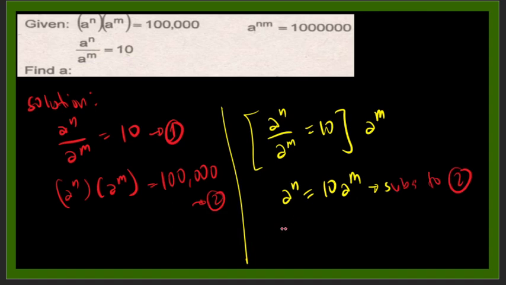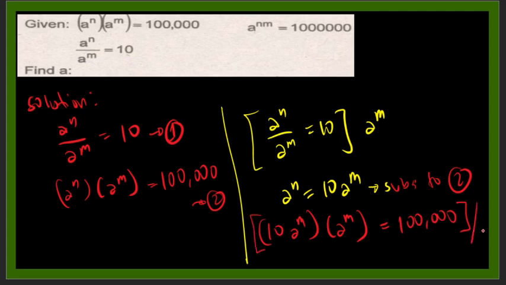So our equation 2 now will become: a to the n, that is equal to this expression here, so we just write 10 a to the m times a to the m is equal to 100,000. Then we divide both sides by 10. So we end up with a to the m times a to the m, that will be a to the 2m, is equal to 100,000 divided by 10, and that will be equal to 10,000.